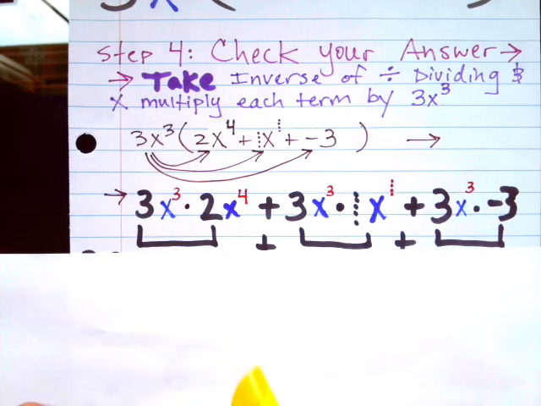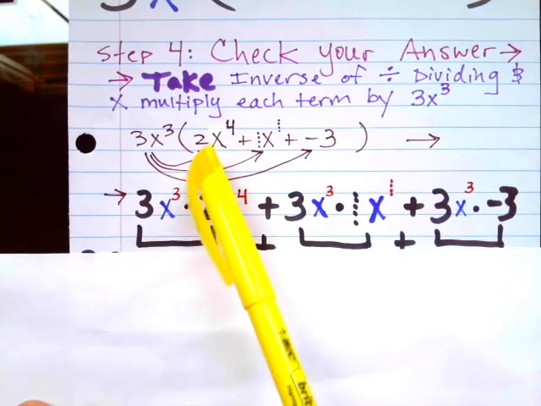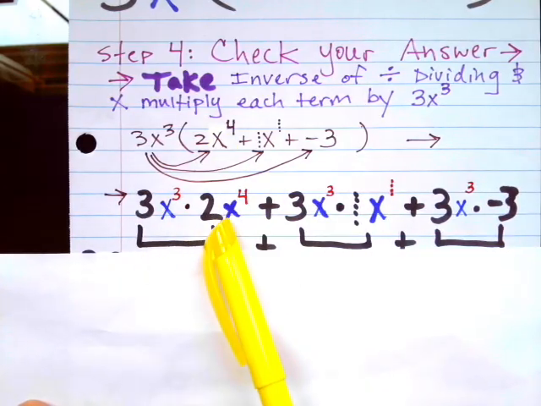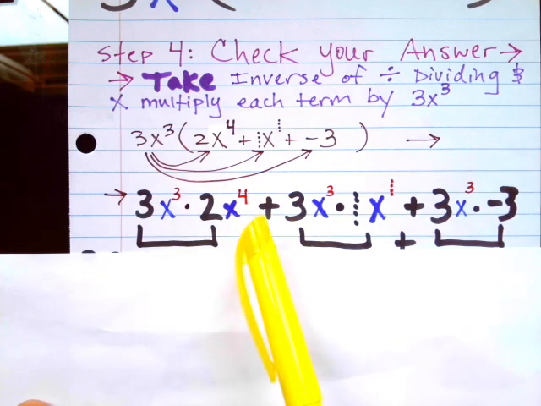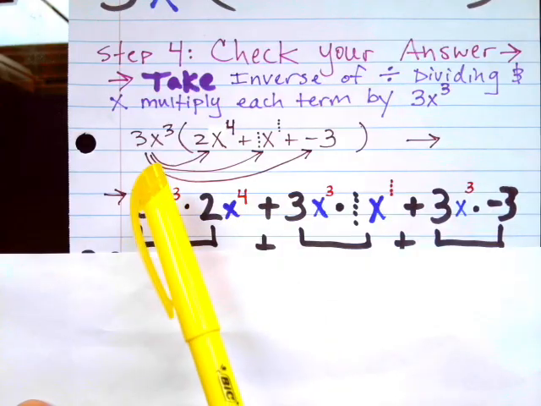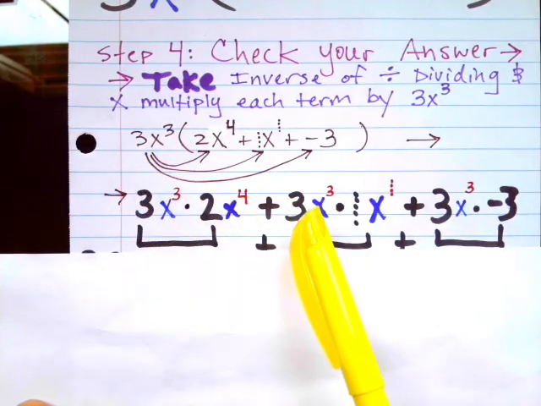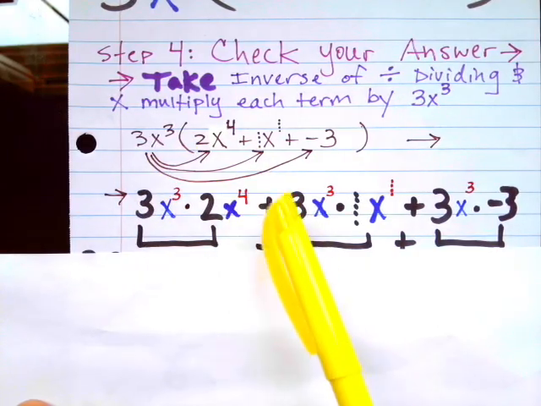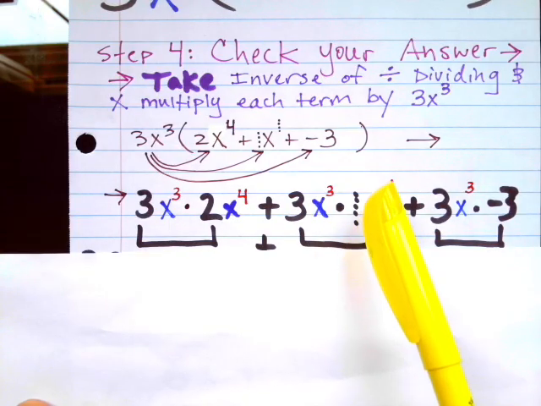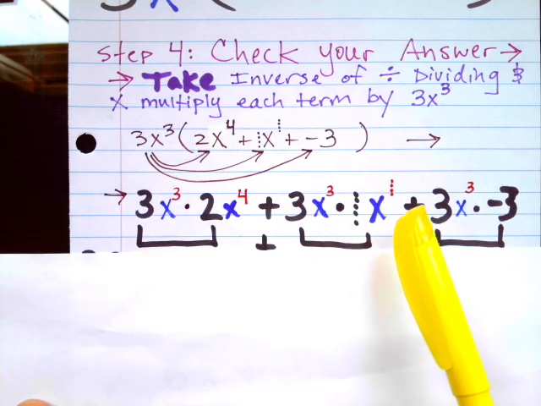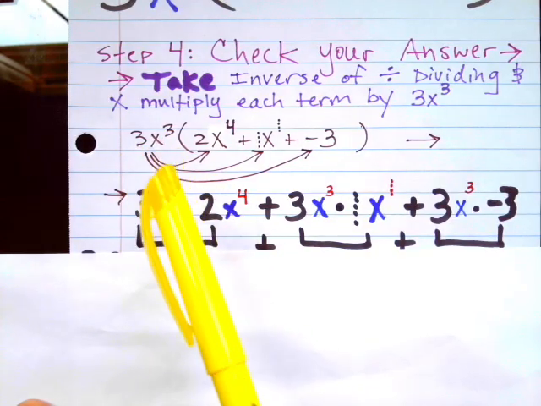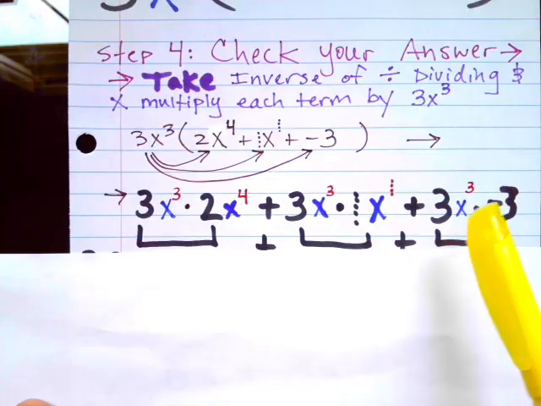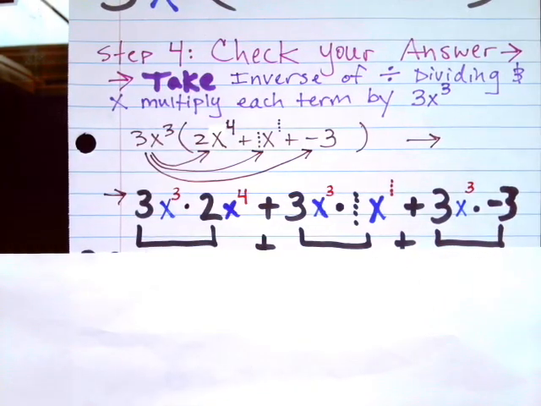And so we have 3x cubed times 2x to the fourth. I'm going to put a big old plus sign between my next set of distributions, which is 3x cubed times that 1x to the first power. Big old plus sign between my next multiplications, 3x cubed times that negative 3. I'm showing you that here. So I'm going to take each of these one at a time, step by step.